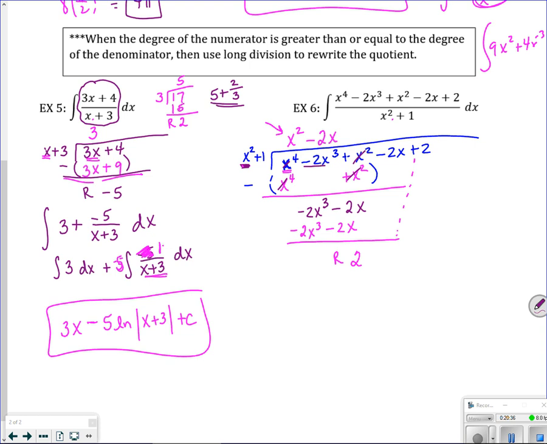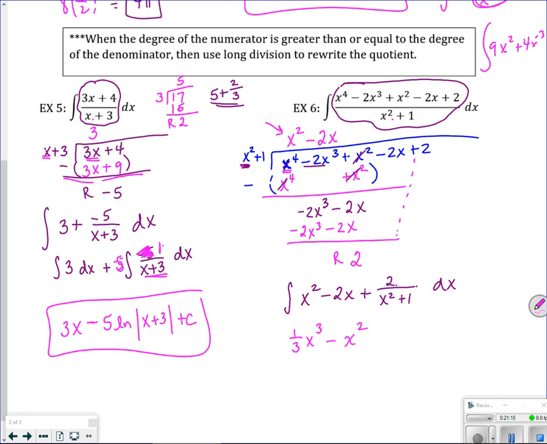So what am I integrating? This whole thing. Remember, the long division doesn't integrate, it rewrites the quotient. That whole thing is equal to x squared minus 2x plus 2 over x squared plus 1 dx. All right, let's do it. So this integrates to 1/3 x cubed. This integrates, increase the power by 1. And how does this integrate?